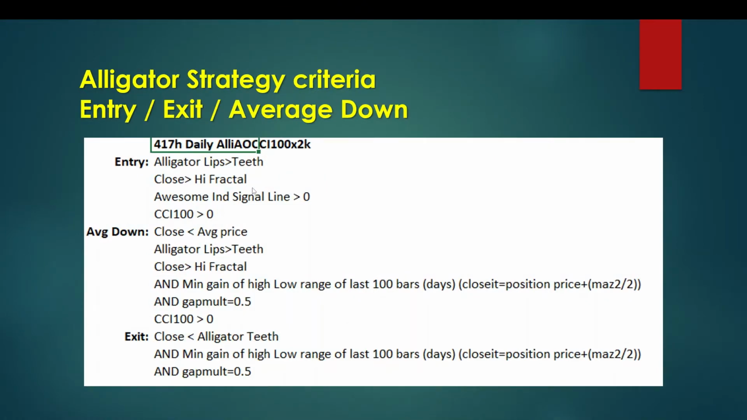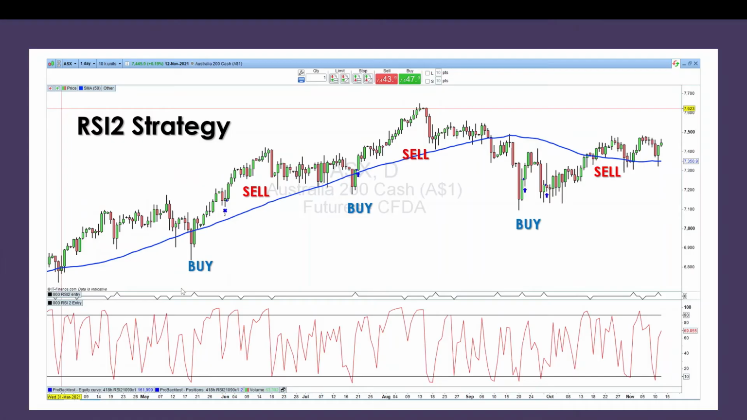And just to get a bit more insight into the detail, you could always pause this and digest it. That's our entry criteria. So the exit criteria is where the close is less than the alligator teeth, and the minimum gain has been reached over the last 100 bars, multiplied by 0.5. The average down process, where that happens, and again, we look at the close less than the average price. That is the price going against us. Then the entry criteria has been met.